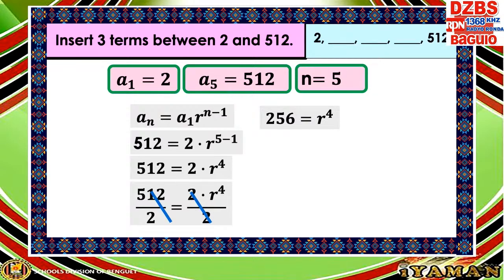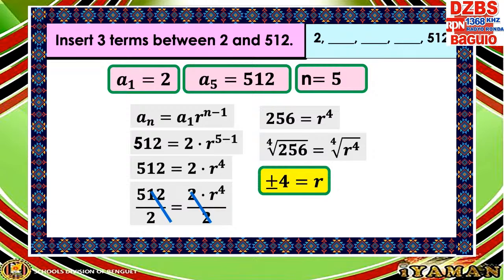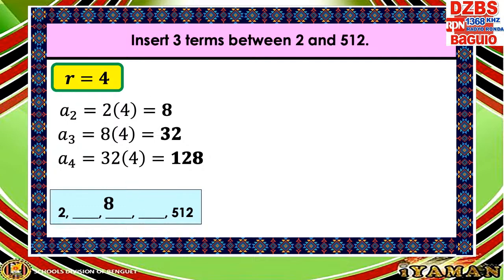Let's solve for r. Take the fourth root of each side. The fourth root of 256 is equal to positive and negative 4. There are two values of the common ratio. Thus, we will also have two sets of geometric means. Now, if r is equal to positive 4, the second term is equal to 8, the third term is equal to 32, the fourth term is equal to 128.